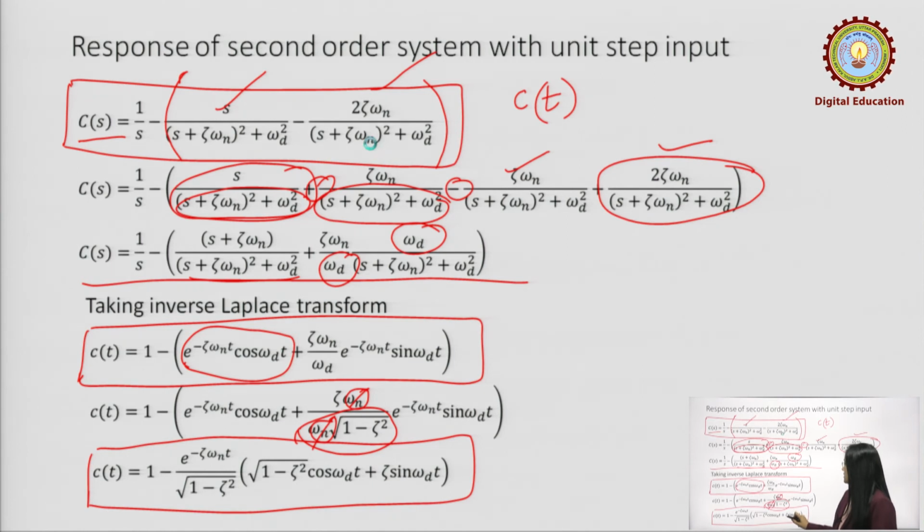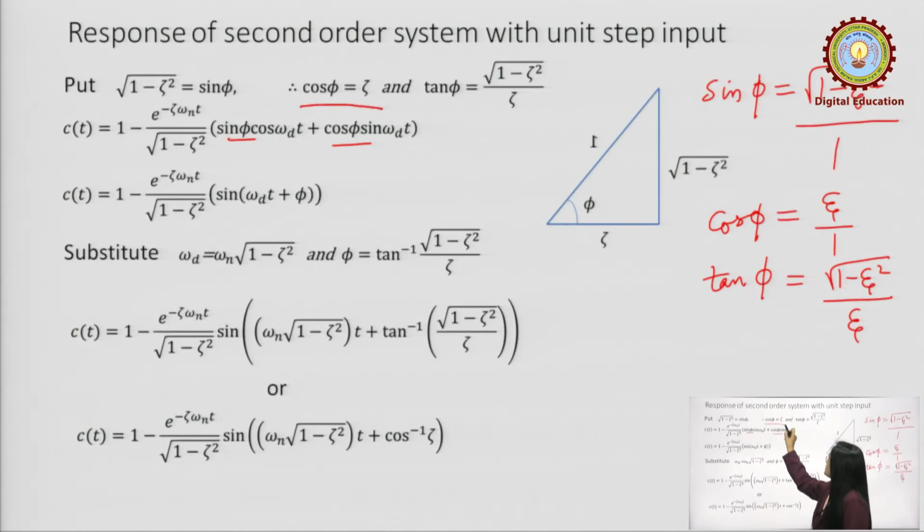Instead of zeta, we have used cos phi. So, this equation is nothing but in the form of sin A cos B plus cos A sin B. So, here we are just using the relation for sin of A plus B. So, C of t is equal to 1 minus e raised to minus zeta omega n t upon root of 1 minus zeta square, as it is, the term comes down, sin of omega dt plus phi.